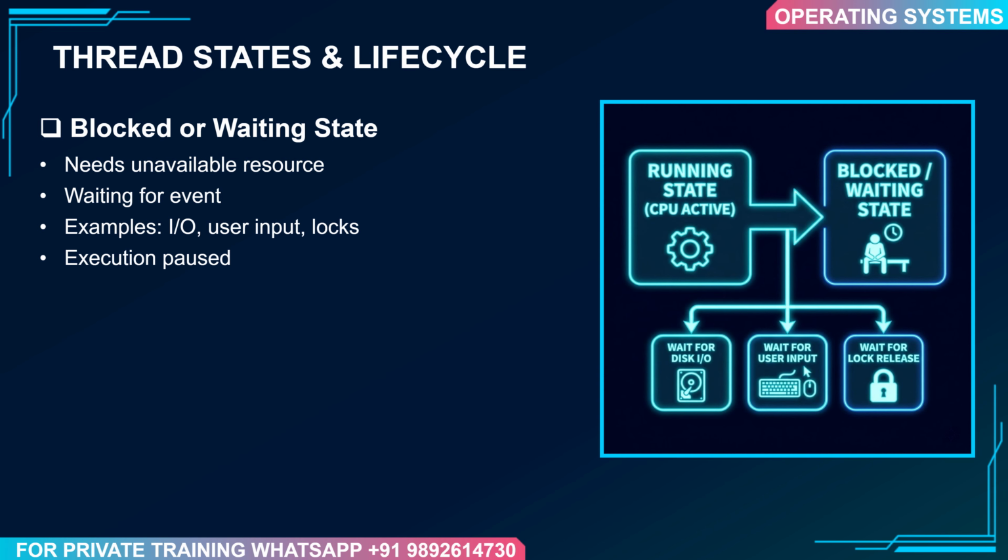Another reason a thread may leave the running state is that it needs something that is not immediately available. This brings us to the blocked or waiting state. A thread enters this state when it cannot continue execution until some event occurs. For example, a thread might request data from a disk, wait for user input, or wait for a lock to be released by another thread.